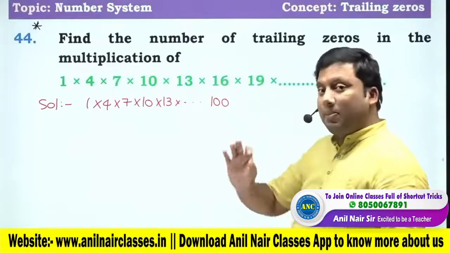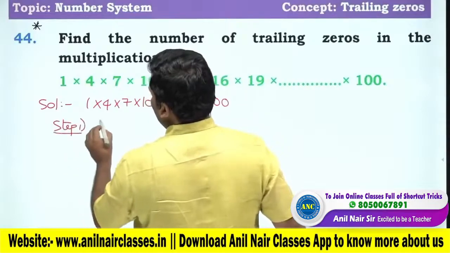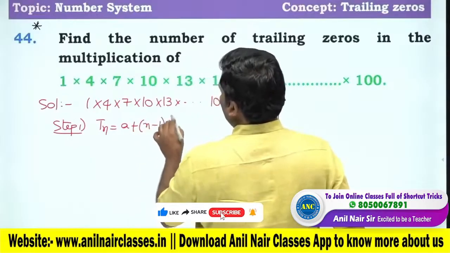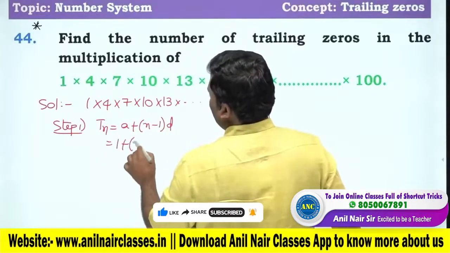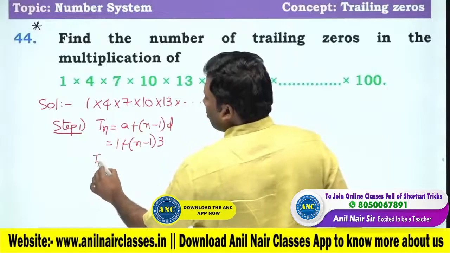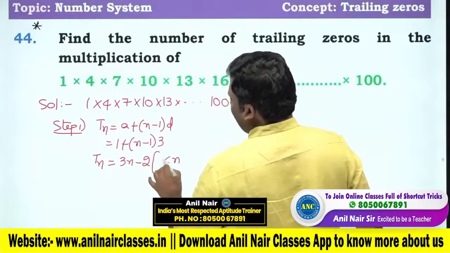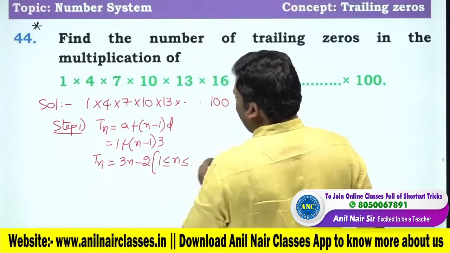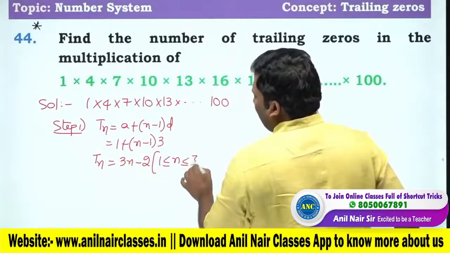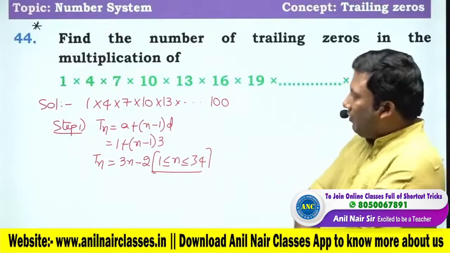The series is in AP. In the morning we discussed the flow chart to solve this kind of problems. Step number 1, find the nth term. Tn equivalent to a plus n minus 1 into d. A is the first term, and d, the common difference, is 3. So Tn equivalent to 3n minus 2. N can start from 1 and go up to 34. 34 3s are 102. 102 minus 2, 100. So n can take any value from 1 to 34.